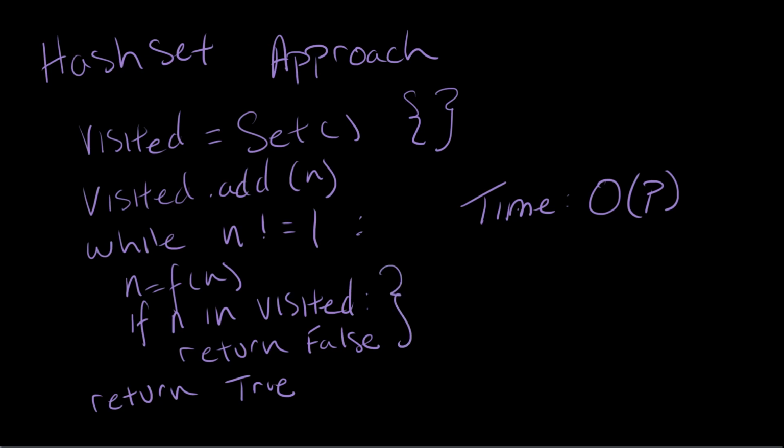This is O of 1. It's constant. And we're doing that P times, where P is the path length. Our space complexity is still O of P, because our set just grows linearly with the path length. Again, in an interview, it's fine to say O of n.